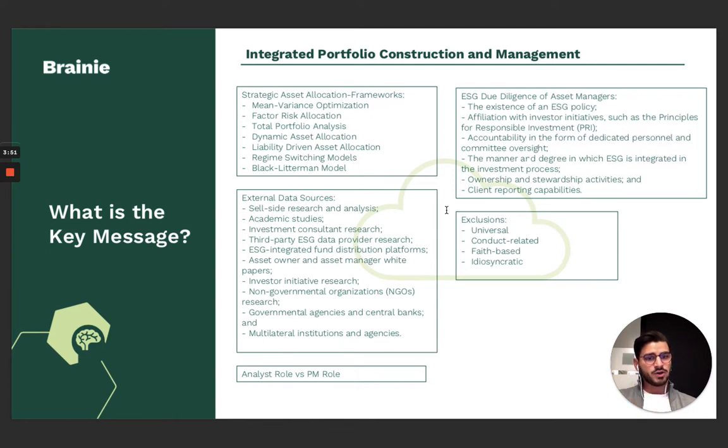It walks you through well-known SAA frameworks like mean variance optimization, factor risk allocation, total portfolio analysis, dynamic asset allocation, liability-driven asset allocation, regime switching models, Black-Litterman model, what they do, and the possible ways to adjust allocations for ESG factors. The chapter also explains the various asset classes, equities, fixed income, and alternatives, how those play a role in a SAA context, and how climate considerations can be weaved into allocation decisions in those classes.